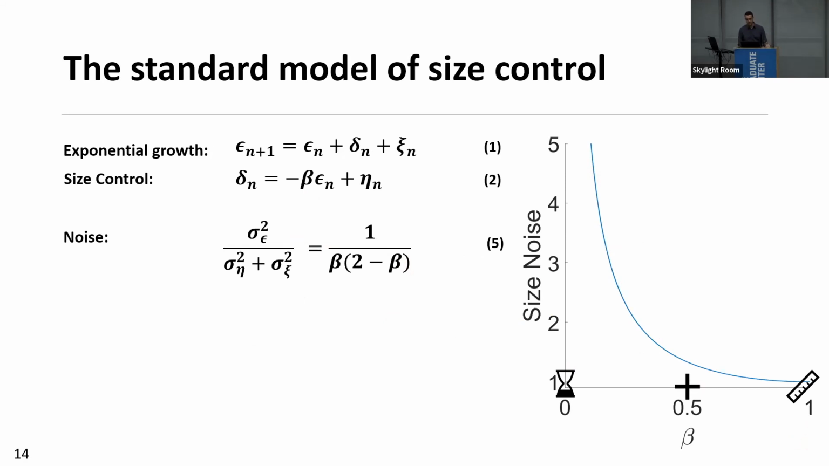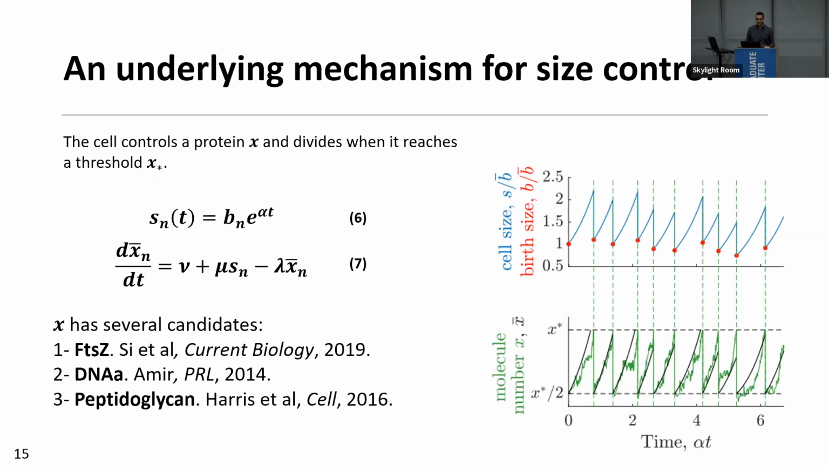So we wanted to introduce a molecular mechanism for this. We proposed a very simple mechanism that consists of a protein X growing to a threshold X star. When it reaches the threshold X star, it will immediately divide. This is like saying that the cell doesn't control size directly, it controls something internal instead. And when this is satisfied, it divides, as you can see in the figure to the right.